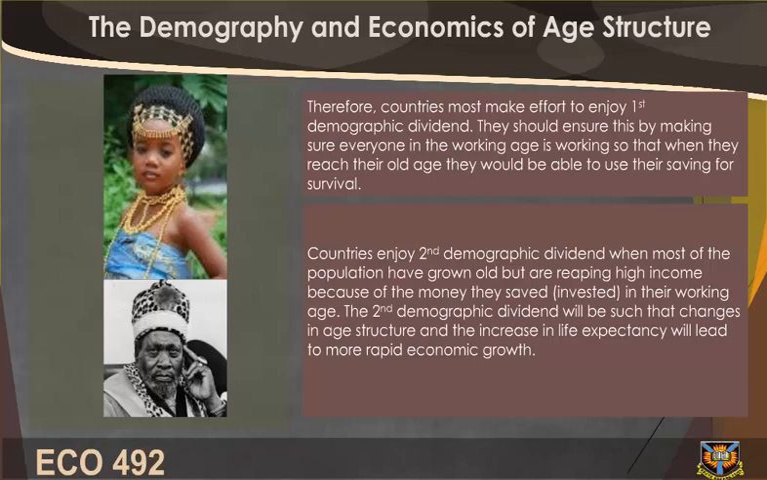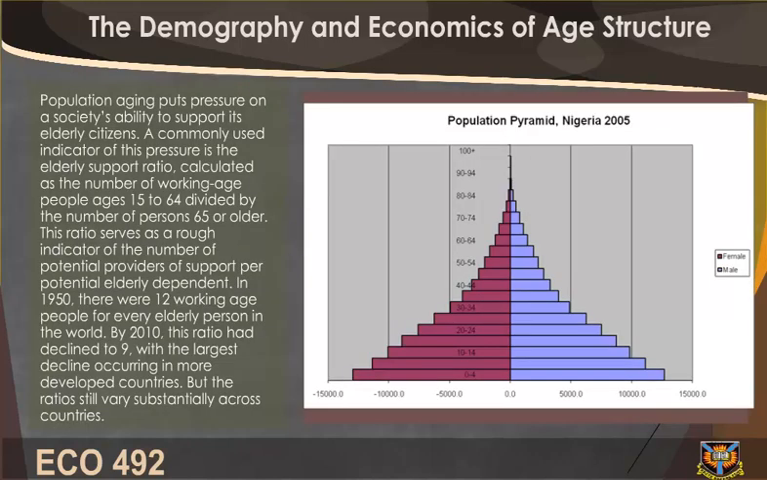Countries enjoy second demographic dividend when most of the population have grown old but are reaping high income because of the money they saved, invested in their working age. The second demographic dividend will be such that changes in age structure and the increase in life expectancy will lead to more rapid economic growth. Population aging puts pressure on a society's ability to support its elderly citizens. A commonly used indicator of this pressure is the elderly support ratio, calculated as the number of working age people aged 15 to 64 divided by the number of persons 65 or older.